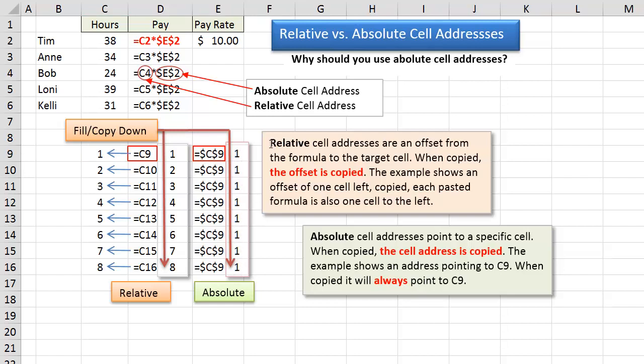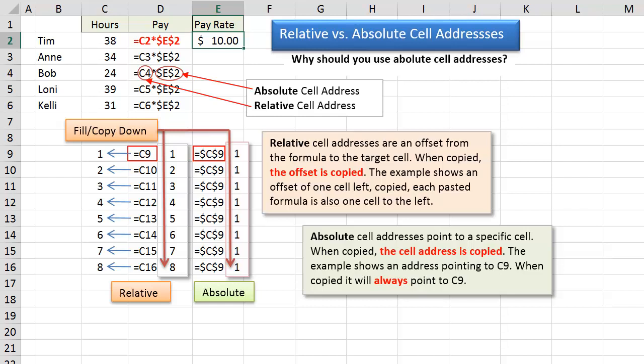So the basic idea here is that a relative cell address is an offset. It points at a particular location. In the very first example, C2 points one cell to the left. So if I copy that down, I'm going to get a resulting C3 because it still has to point one cell to the left. Down here, all the way to the bottom, C6 points one cell to the left. It's an offset. Whereas the absolute references always point to a specific cell. So by putting those dollar signs in there, we're saying that the column E and the row 2 are always going to be fixed. When I copy and paste that formula, the row and column will always be fixed, pointing at the same place.